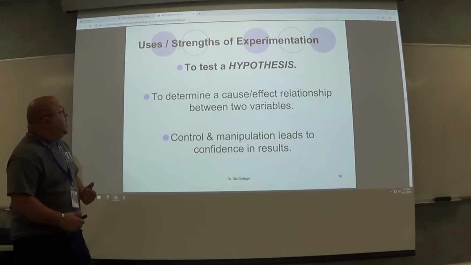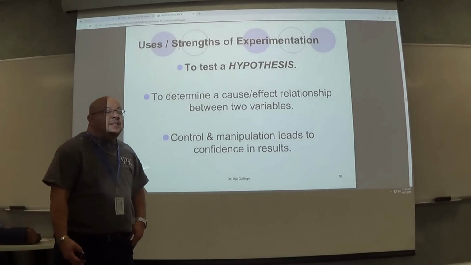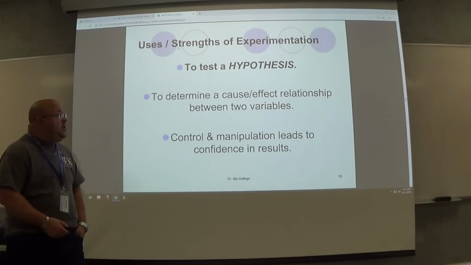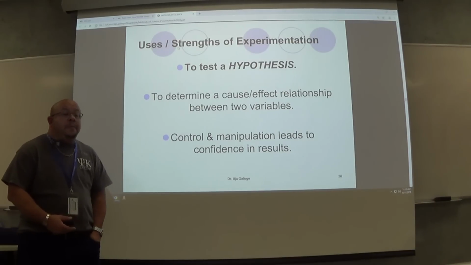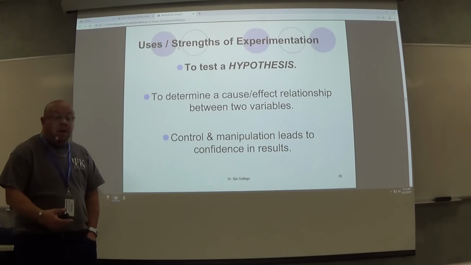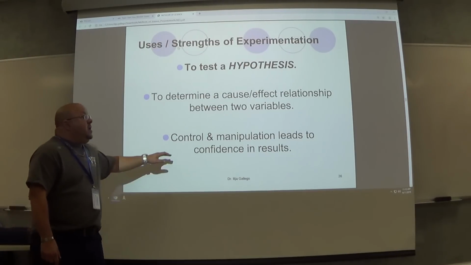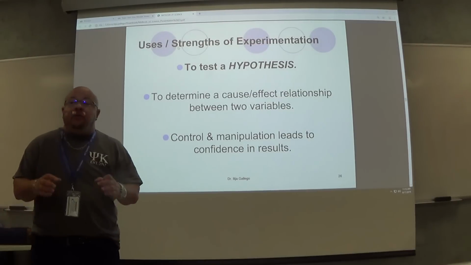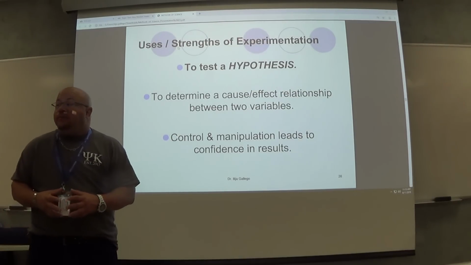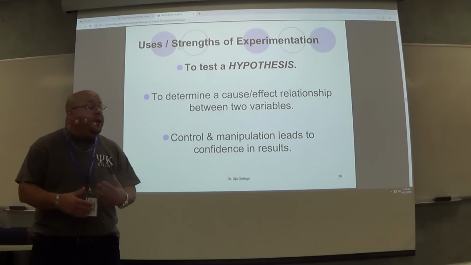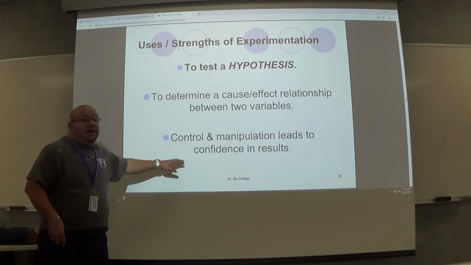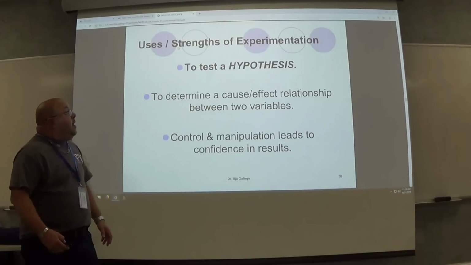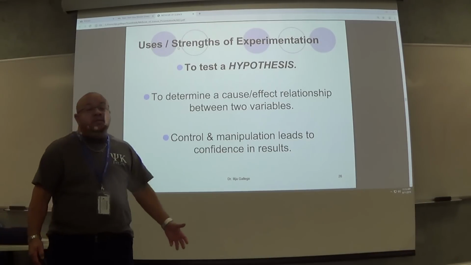Okay. So an experiment tests the hypothesis. It determines a cause and effect relationship. It also accomplishes all four goals of science. And we have so much control in an experiment. It is a very rigorous study. So we have so much control that we are going to have high confidence in our results. So those are the strengths of an experiment.